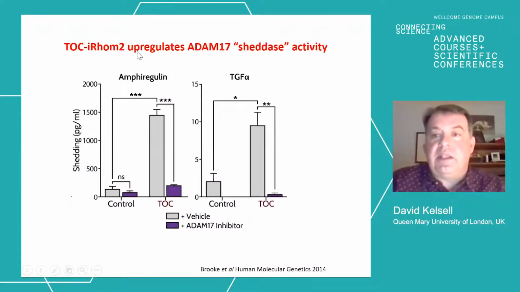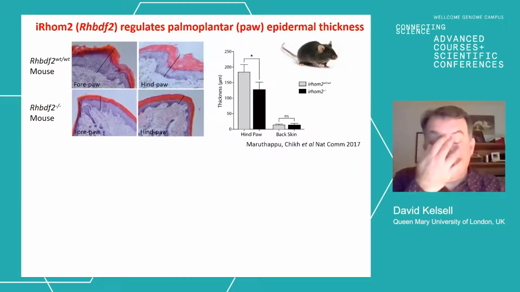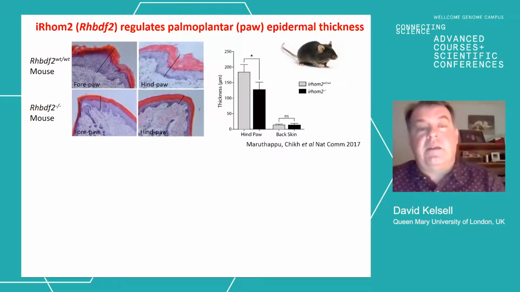To show it's ADAM17 dependent, we then went back to the ELISA assay and we looked at the shedding of Amphiregulin and another growth factor, TGF-alpha. So in grey is comparing top keratinocytes with control. You can see how much shedding there is of these growth factors compared to control. And then when you inhibit ADAM17, this is a small molecule inhibitor, you can see this shedding is dramatically reduced. So this excessive shedding that we saw originally in cell culture of Amphiregulin is dependent on ADAM17 sheddase activity. So that's one function for iRhom2.